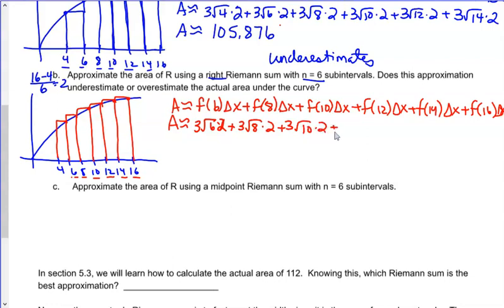with 12, 14, and 16. And so, again, this is the idea: the length times the width of the rectangles, and add them all up. I will tell you that if you plug this into your calculator, you now will get 117.876. And to answer the question, does this overestimate or underestimate the actual area under the curve?